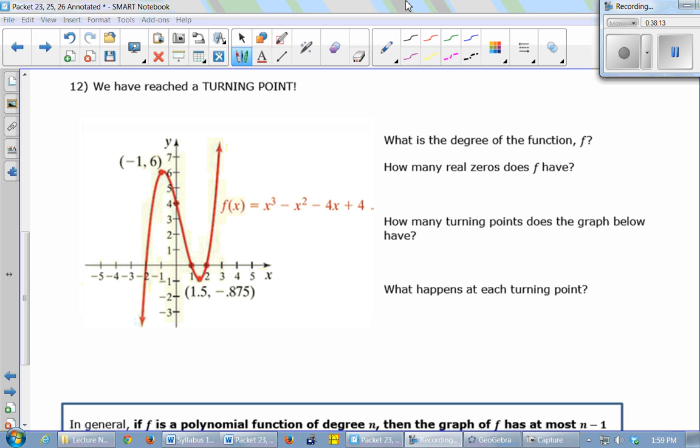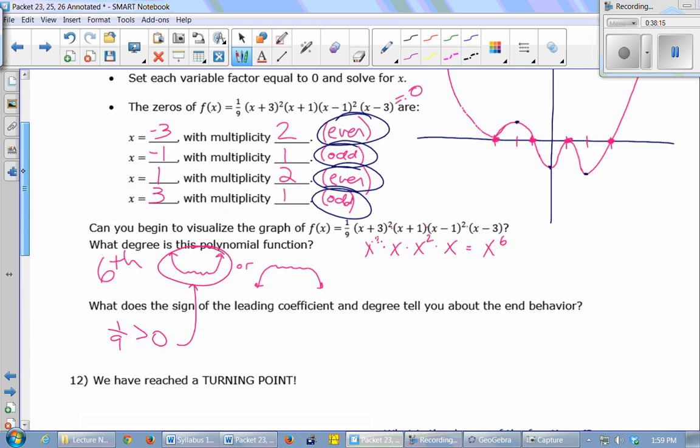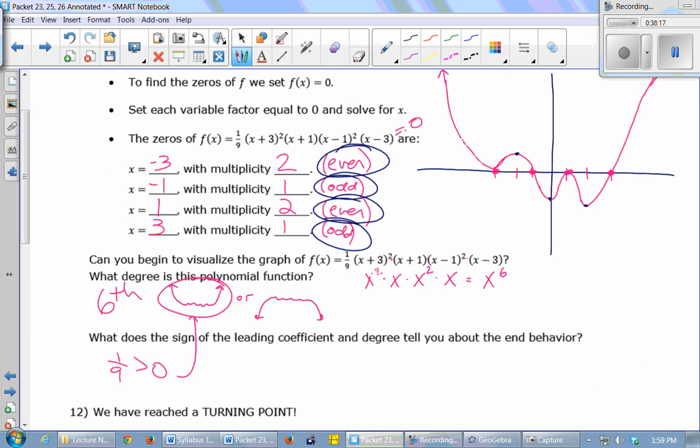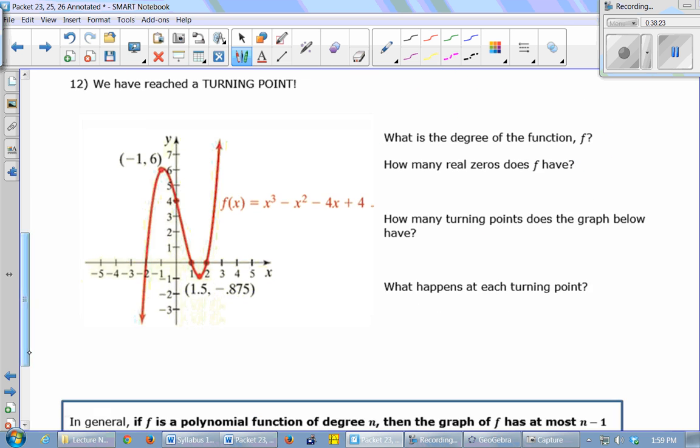There's no multiplication here, right? In the last problem, I was multiplying all these things together. And when you multiply like bases, you add the exponents, right? In this problem, in number 12, everything's already multiplied out. This isn't in factored form, right? So I'm just adding a bunch of terms together, and the degree is the highest power that appears. So the degree of this guy is 3.